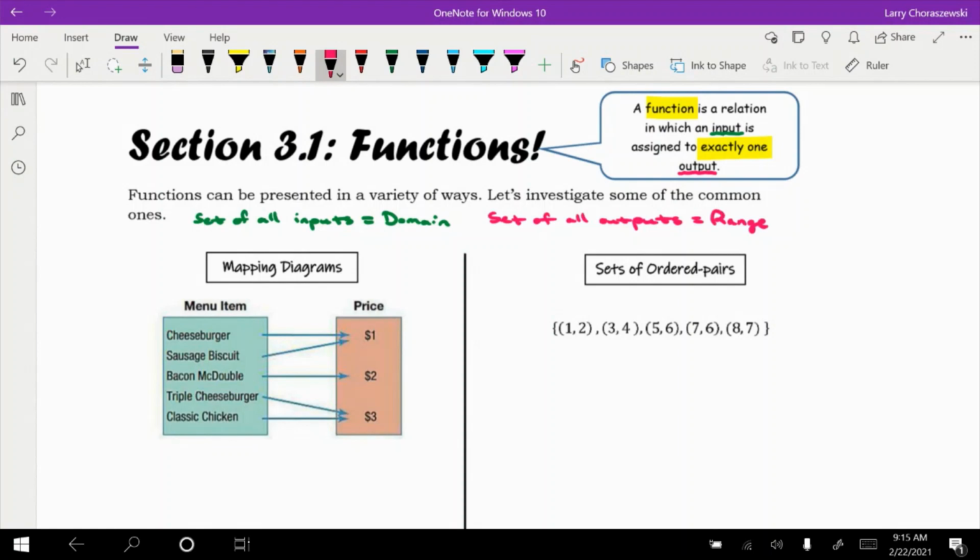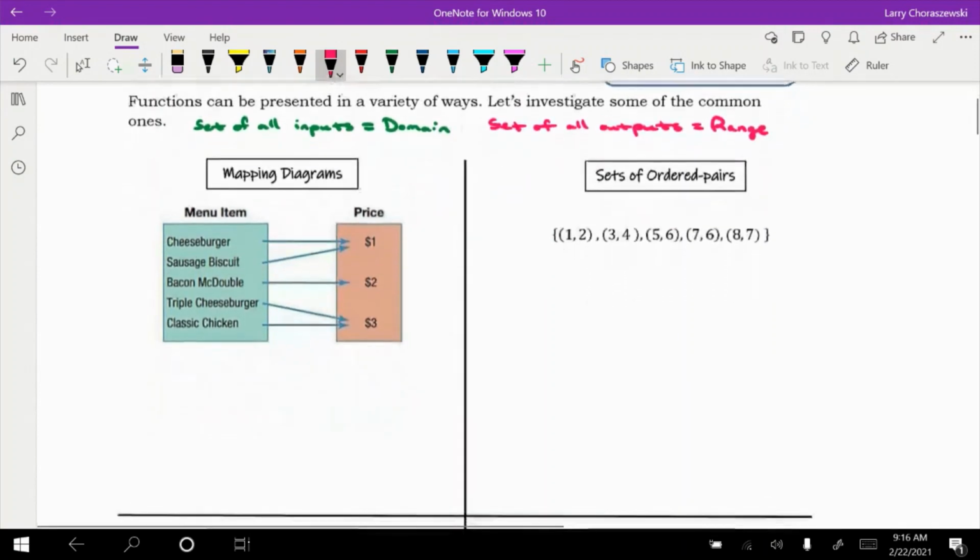We'll start with mapping diagrams, which are a nice visual of seeing how inputs are assigned to outputs. Ordered pairs, functions can be presented to us that way. Functions can also be presented to us as equations. They can also be presented to us as graphs. And then there are a few other ways that they can be presented, but the ones that I included here are probably the most common ways of doing it. Let's start with a mapping diagram.